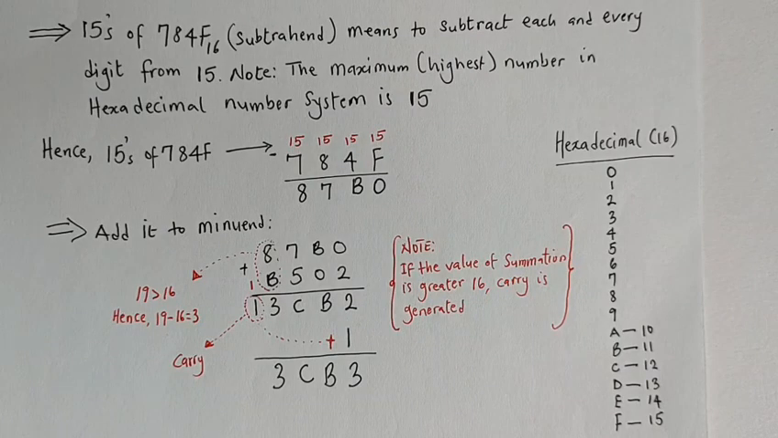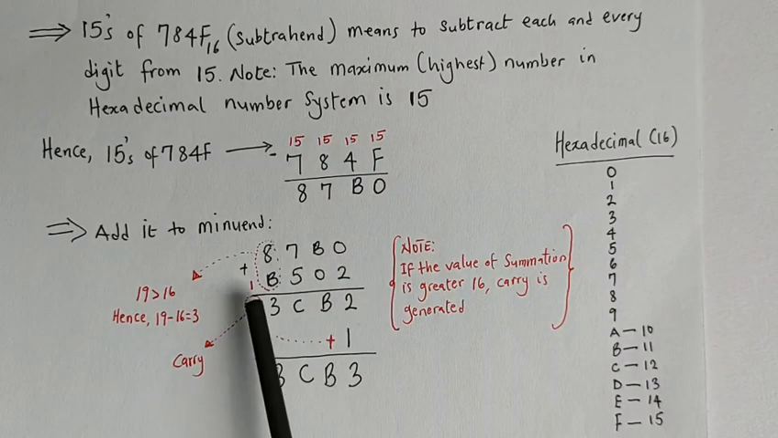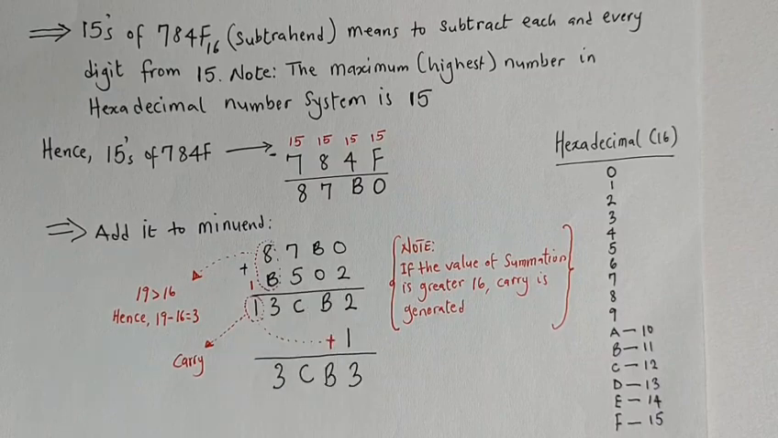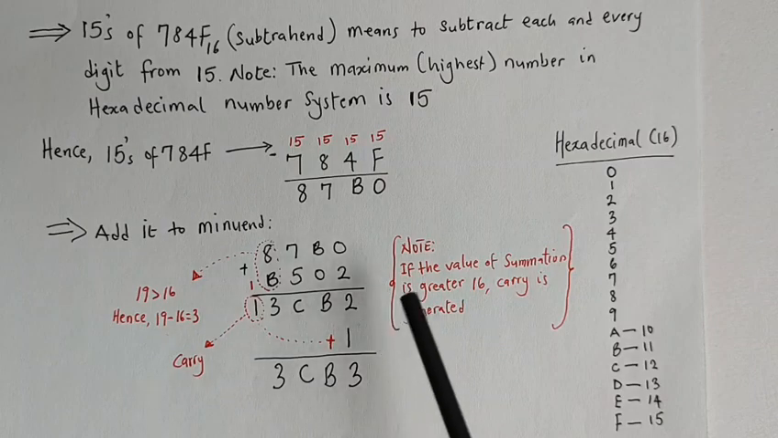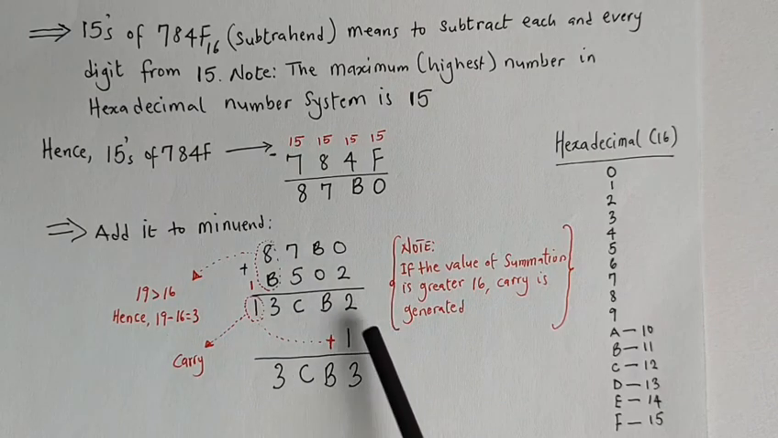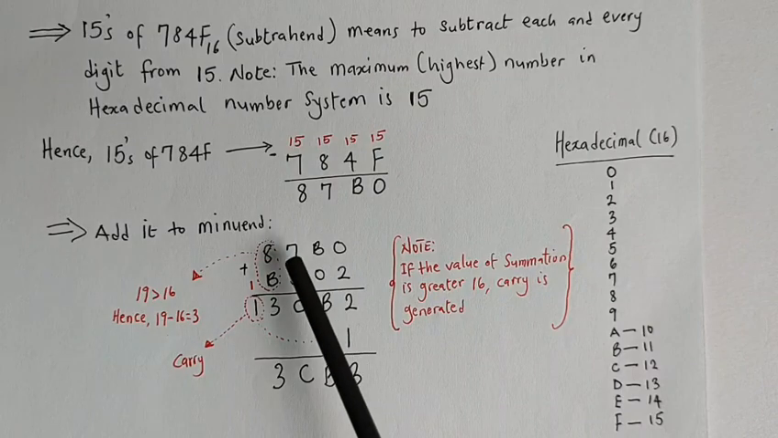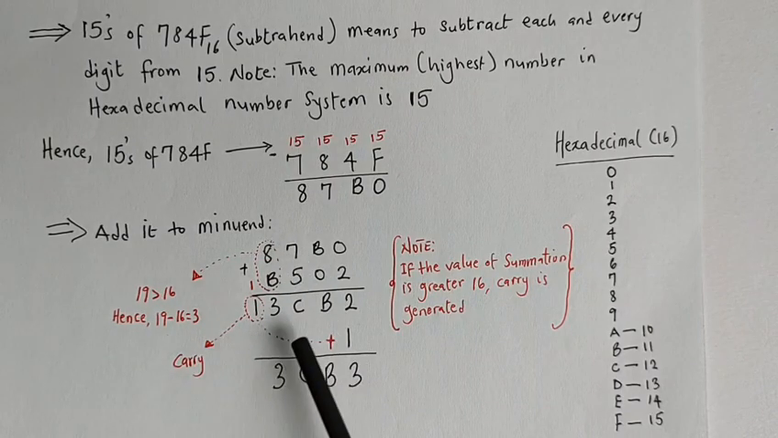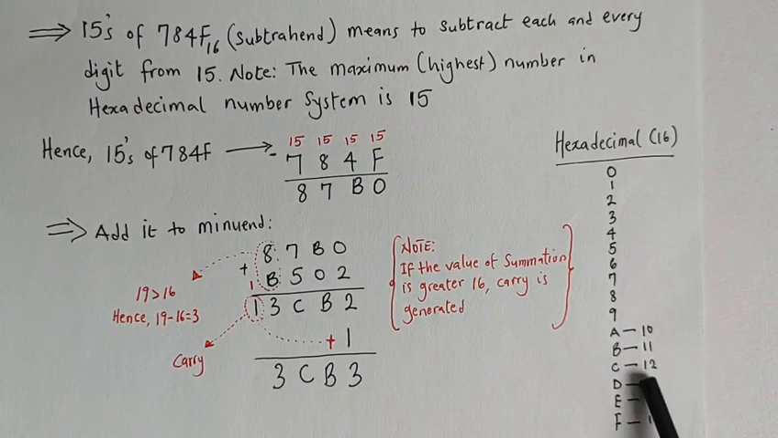Now it says that the result we have obtained, we need to add it to the minuend. So we take 87B0 and add it to the minuend, which is B502. Now let's carry out this operation. Remember the rule. After adding this part, then we'll talk about the fourth rule. 0 plus 2 is 2. B plus 0 is B. 7 plus 5 is nothing but 12, but you cannot write 12 directly because C is equivalent to 12 in the hexadecimal number system.